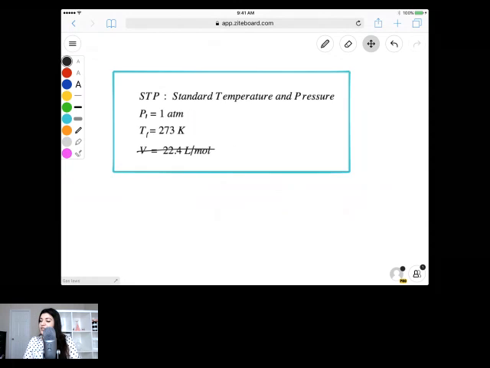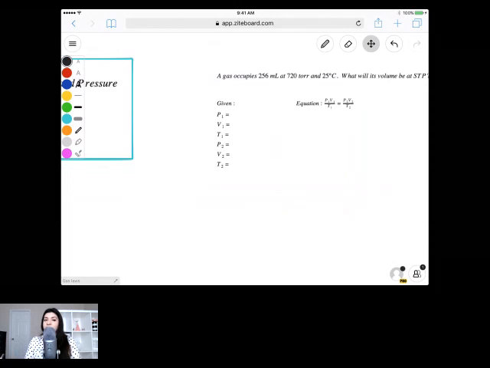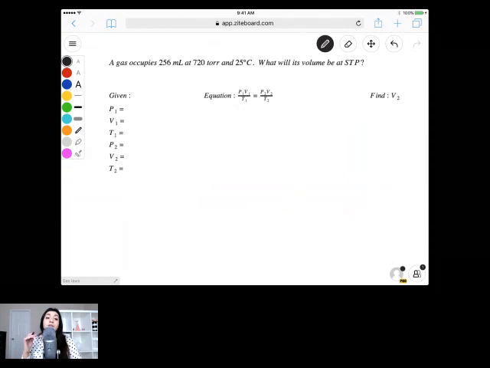Actually, I think this is a different question, but typically they give you the initial pressure and temperature. That's what you typically use. But let's double check this question one more time. Just looking at it, let's see what they're giving us. A gas occupies 256 milliliters at 720 torr and 25 degrees Celsius. What will its volume be at STP? This one's actually a tiny bit different. Typically at STP, they give you the initial pressure and temperature. That's something to note.